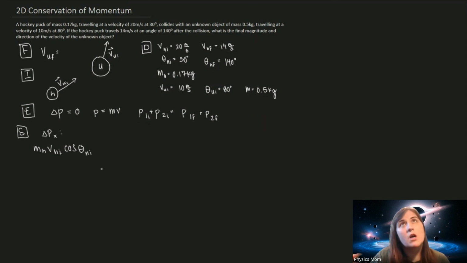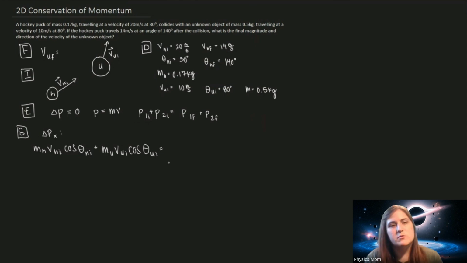Because if I'm solving it symbolically, I only plug in numbers at the end. So we're being true to physics, but you can tell why maybe I don't want to do physics for this problem. So that's the initial momentum in the x direction of the hockey puck, plus the mass of the unknown object, the initial momentum of the unknown object, the cosine of its angle, and that's its x-directed momentum, has to equal, by conservation of momentum, their corresponding final momentums.